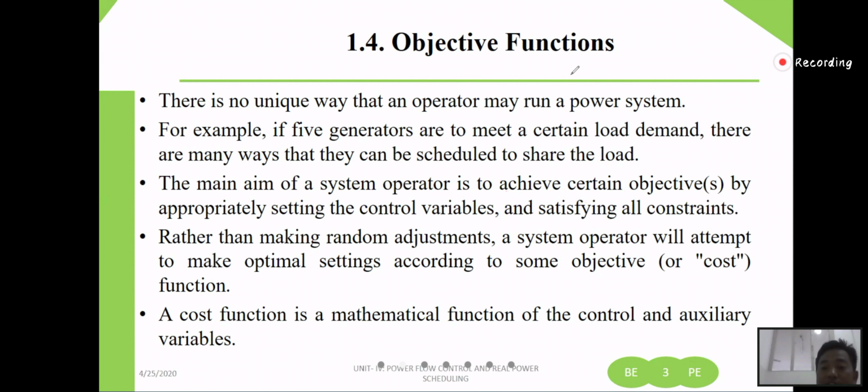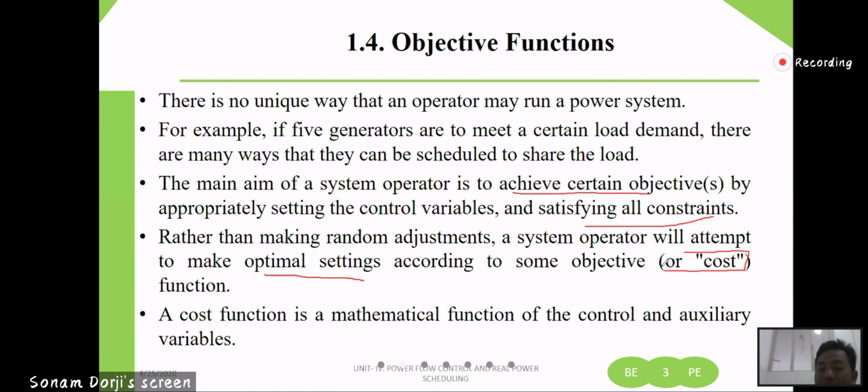There are 5 generators that can meet the load demand, but there are different ways in which we can schedule. When you schedule, we have to achieve a certain objective. But how? By setting the control variable. When you set the control variable, it has to satisfy the constraints. So rather than making a random adjustment, a system operator will attempt to make an optimal setting according to some objective function.